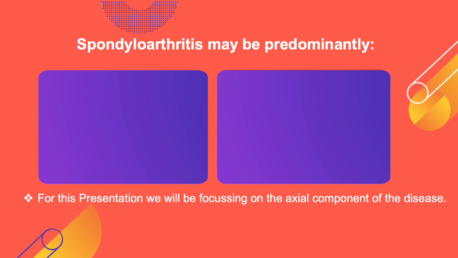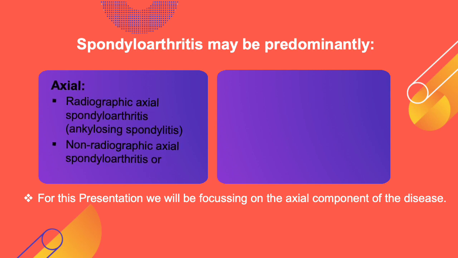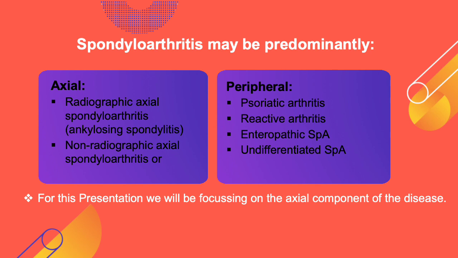Axial spondyloarthropathy is further categorized into radiographic and non-radiographic axial spondyloarthritis. In radiographic axial spondyloarthritis, there is X-ray evidence of sacroiliitis, while in non-radiographic axial spondyloarthritis, X-rays are usually normal. Peripheral spondyloarthropathy includes psoriatic arthritis, reactive arthritis, enteropathic arthritis, and undifferentiated spondyloarthropathy. For this presentation, we will be focusing mainly on the axial component of the disease, that is axial spondyloarthropathy, both radiographic and non-radiographic.